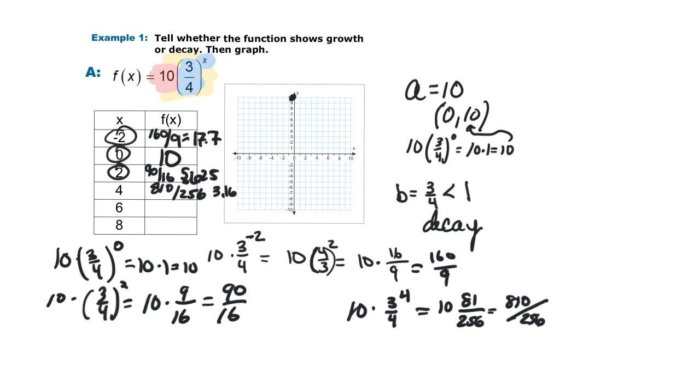-2 is going to be up here around 17. 0 is at 10. Already got that point there. 2 is 5.65. 4 is 3.16. And I can see the general shape already. Remember, it's decreasing, gets all the way, but does not touch the x-axis. Again, that x-axis is called an asymptote. Sometimes you'll see a dashed line on the graph for an asymptote.